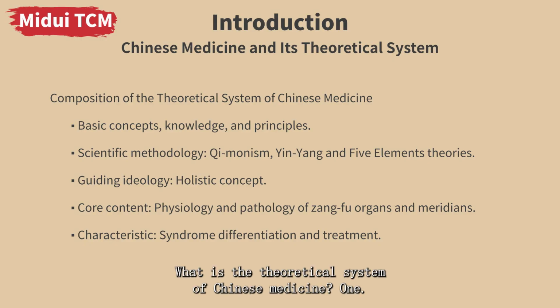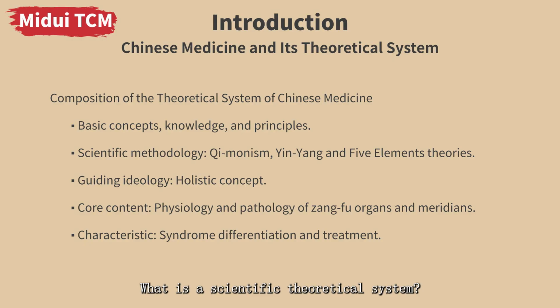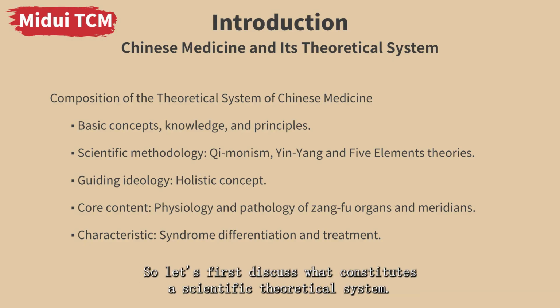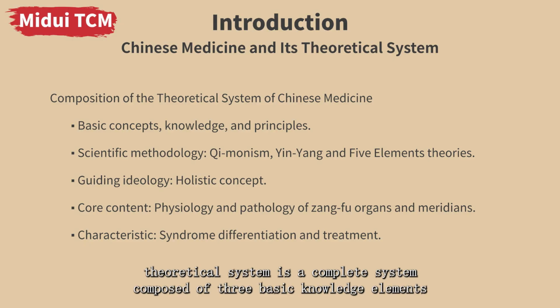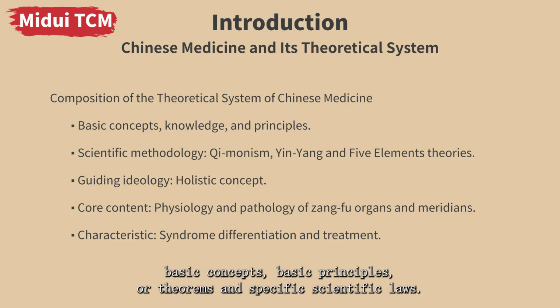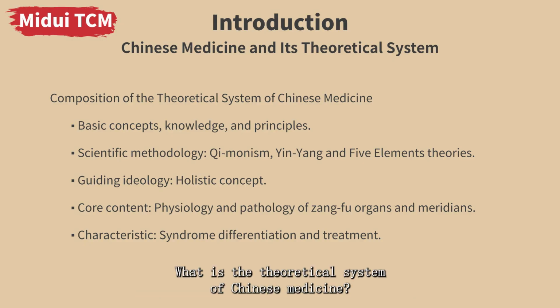Topic 2. What is the theoretical system of Chinese medicine? 1. What is a scientific theoretical system? Chinese medicine is a science, so let's first discuss what constitutes a scientific theoretical system. A scientific theoretical system is a complete system composed of three basic knowledge elements: basic concepts, basic principles or theorems, and specific scientific laws. What is the theoretical system of Chinese medicine?